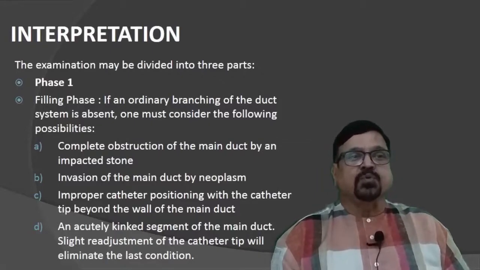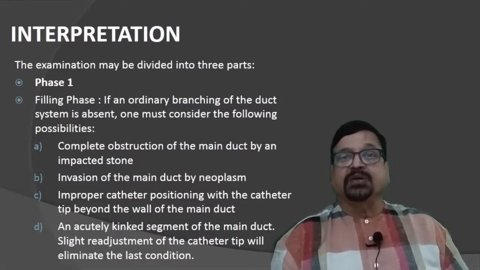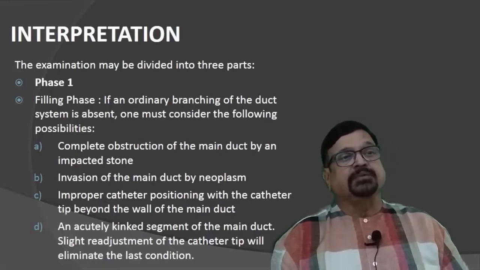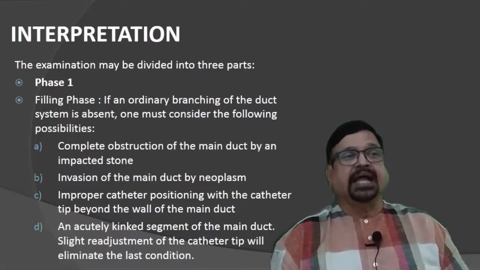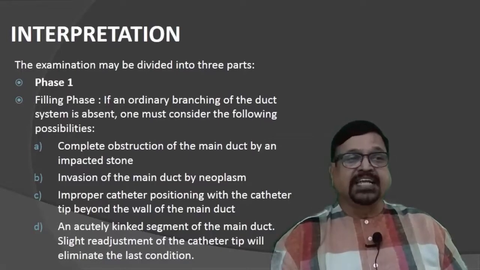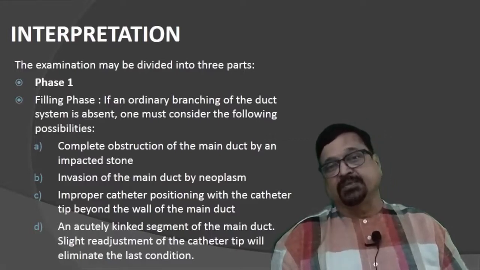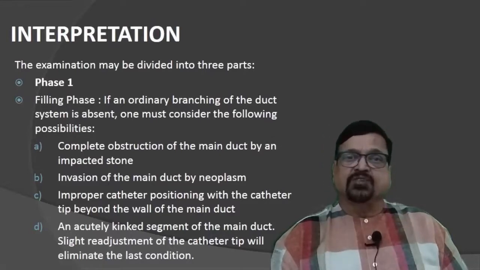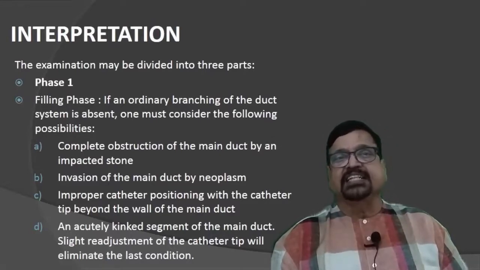Complete obstruction to main duct. If you do not see any contrast in the duct, what do you think? You may think of complete obstruction at the main duct by an impacted stone. We'll see how it looks in the film reading section. Then there can be invasion of the main duct by neoplasm, which is rare. It is not as common as what we really think.